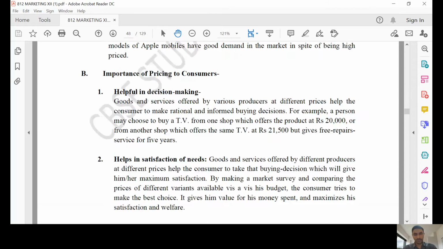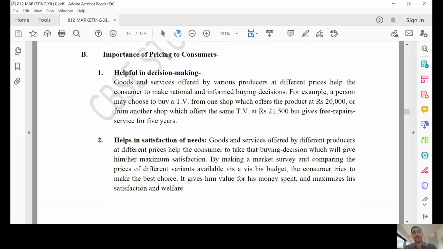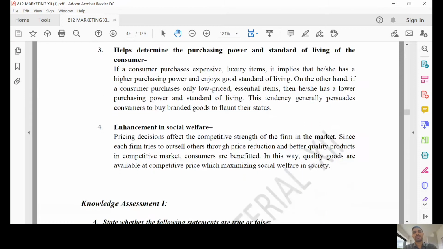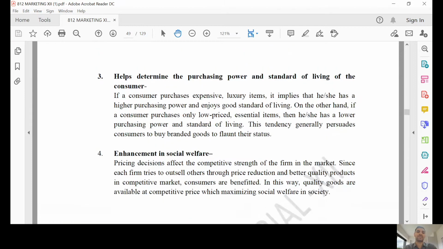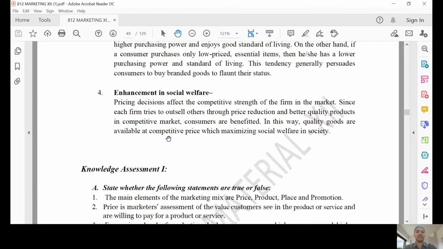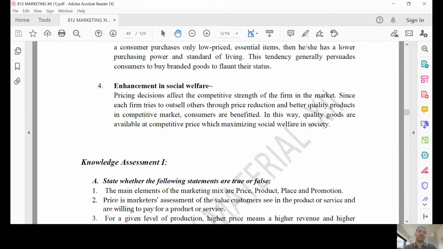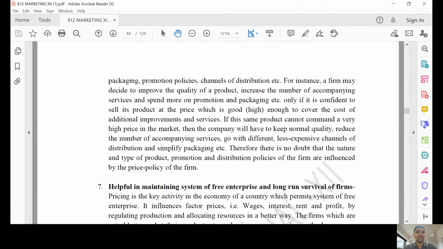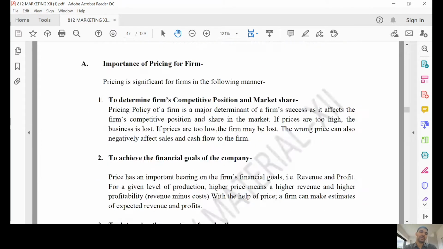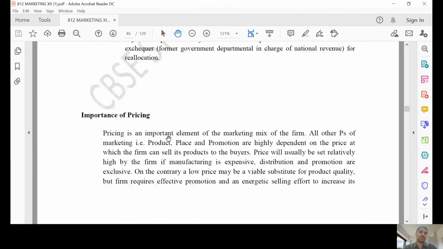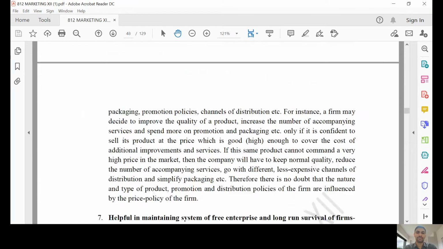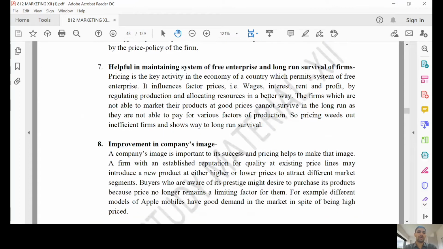So these are all the importance of pricing to the customers. It helps in taking the decision, helps in satisfaction of needs, helps determine the purchasing power and standard of living of the customer, and there is an enhancement of social welfare of the customer or society. So this is the importance of pricing. A few more points are there that we can also discuss.